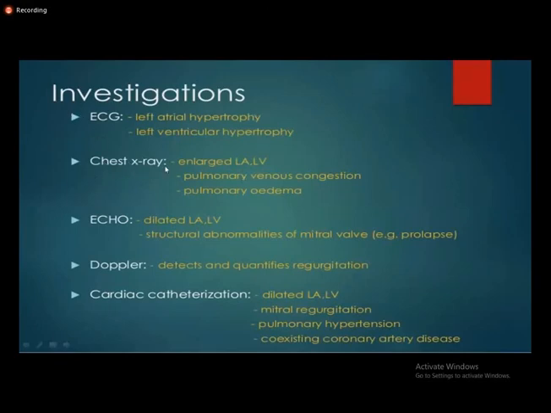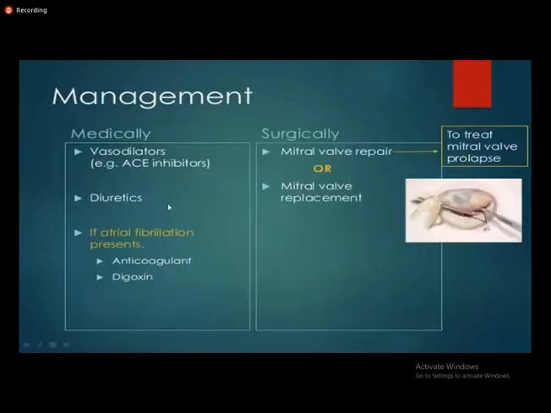On chest X-ray, you can have pulmonary venous congestion, but to confirm the diagnosis you have to do a transthoracic echo, where you will see the dilated LV, and on Doppler you can detect and quantify regurgitation. This is just for your knowledge, because all these things will be done when you come to our department and we will see the echo. Sometimes when the echo cannot diagnose, we have to do cardiac catheterization.